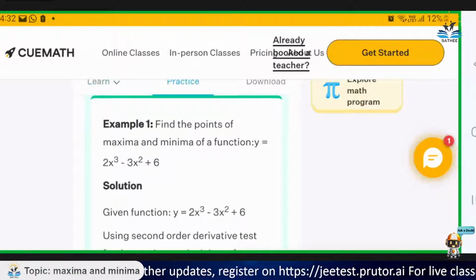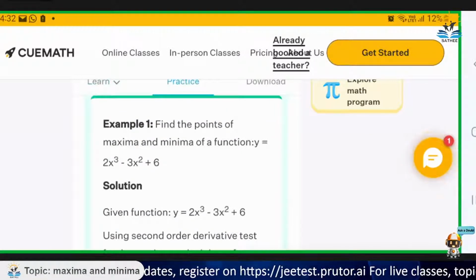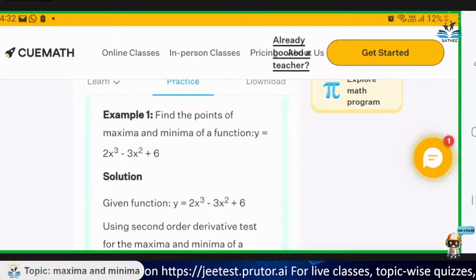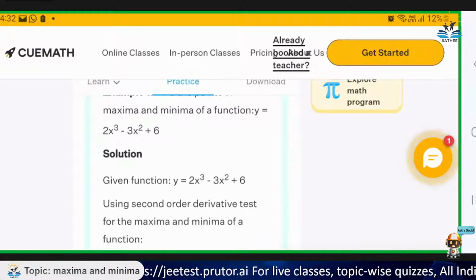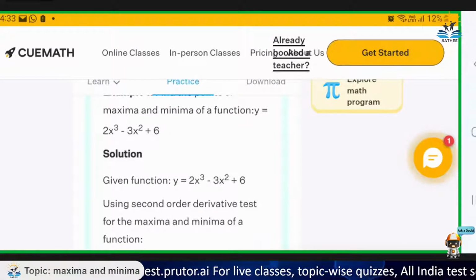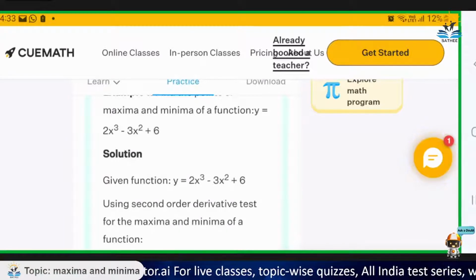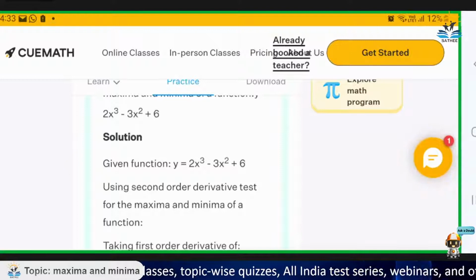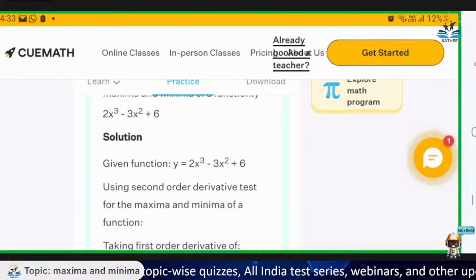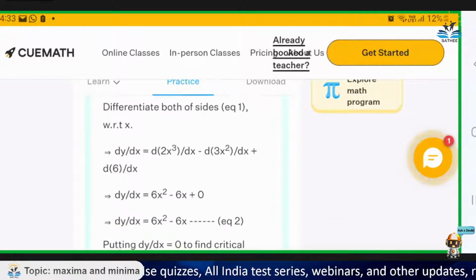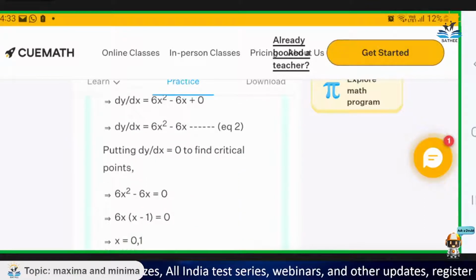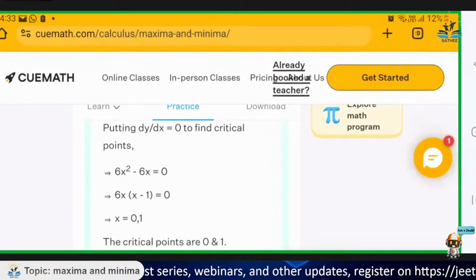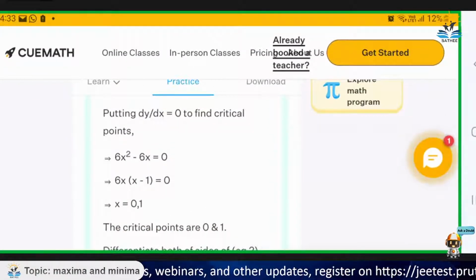Now let us see some examples. Here is an example which says: find the points of maxima and minima of this function. This is the most basic example. Here we can differentiate this function. We will get 6x square minus 6x is equal to 0. This gives us x is equal to 0 and 1. So these two are the points of this first order derivative test.